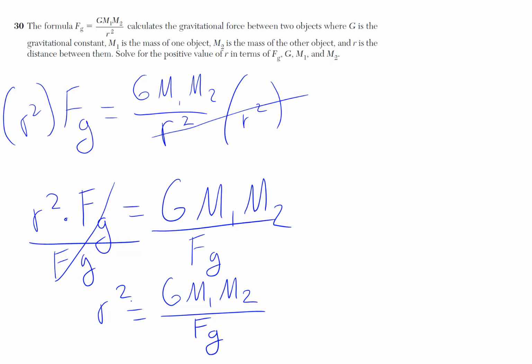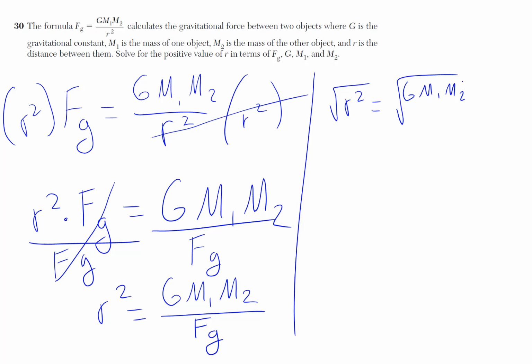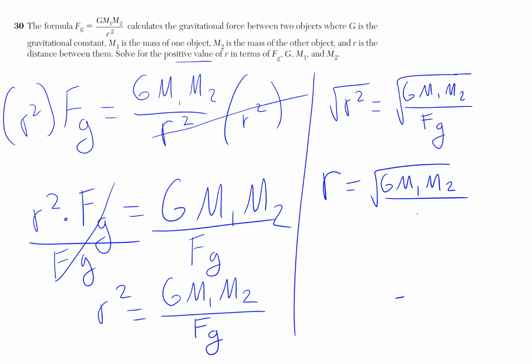Since the r is being squared, I then need to take the square root of both sides of the equation. So I'm going to take the square root of r squared, and I'm also going to take the square root of G m sub 1 m sub 2, which is all being divided by F sub g. Now, the question asks us only for the positive value, so we get r, the square root of r squared, is equal to the positive square root of G m sub 1 m sub 2 divided by F sub g.